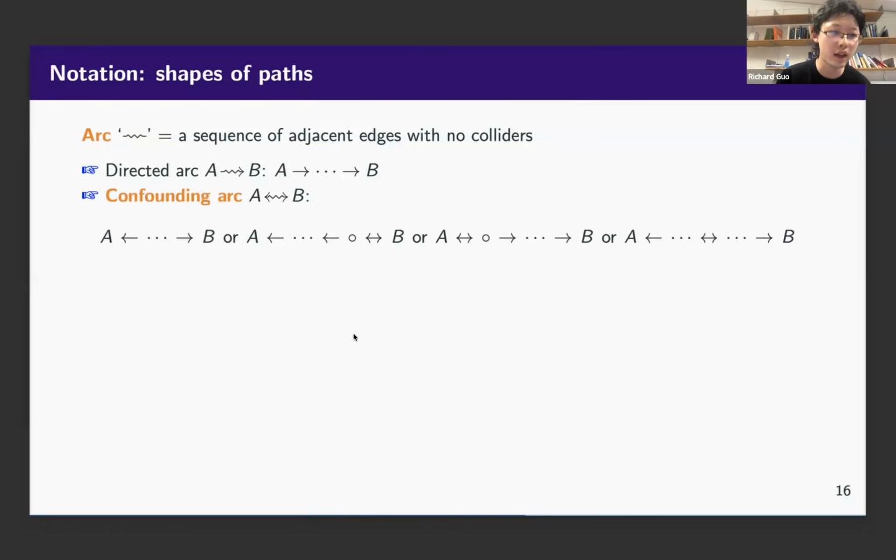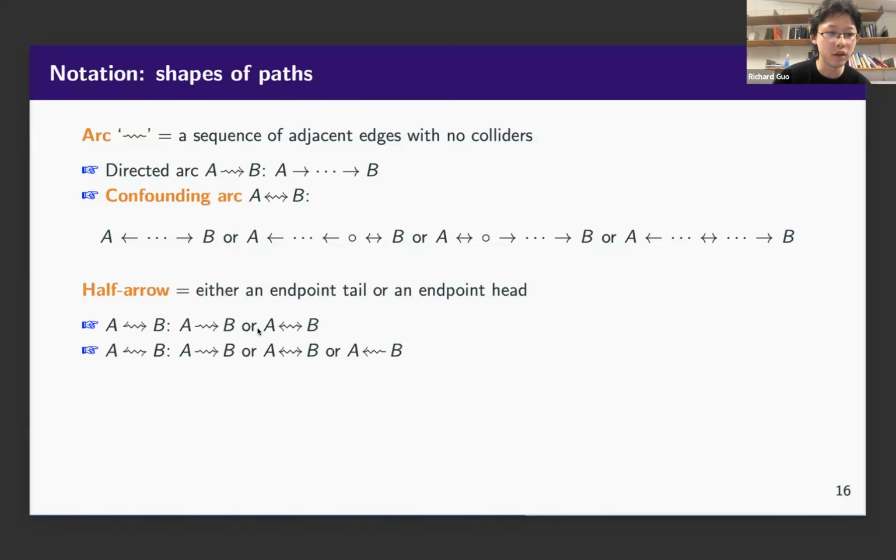What is important to us is actually this confounding arc concept, meaning a non-collider path with endpoint arrows. There are four configurations: either A followed by a bunch of left arrows, and then a bunch of right arrows, ending at endpoint B; or A, left arrows, a bidirected edge, B; or A, a bidirected edge, right arrows, B; or A, left arrows, a single bidirected edge, and a bunch of right arrows to the other endpoint B. Okay, so a confounding arc is the basic building block for inducing confounding.